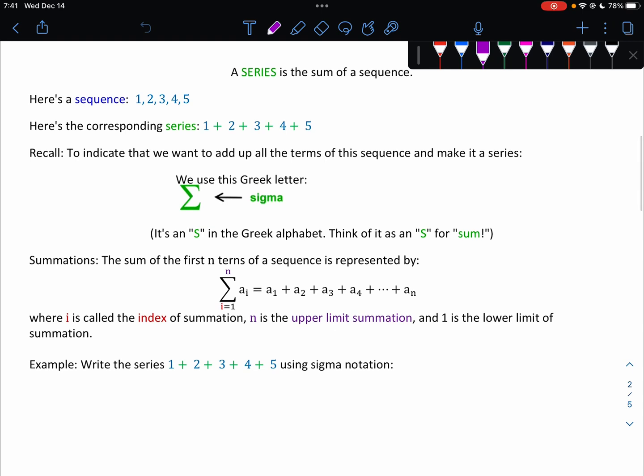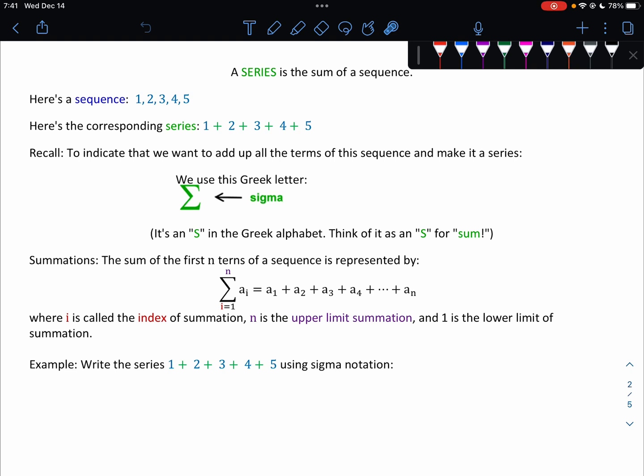All right, so we talked briefly about this yesterday, but let's go into more detail today about arithmetic series. First of all, a series is just the sum of a sequence. So if this is a sequence, this is the series of that sequence. We talked about the sigma notation that we use. This is the Greek letter sigma that we will use when we write this out. It looks like an S. It's the S in the Greek alphabet. Well, I guess it looks like an E in the American alphabet. But we think of it as an S for sum.